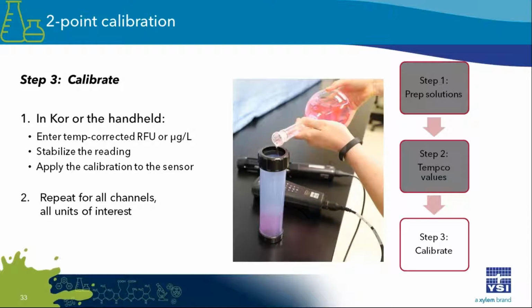And one thing that I do get asked and that I want to emphasize is calibrating RFUs on chlorophyll does not calibrate ppb on chlorophyll. You have to go through that process for all channels and all units on all channels that you intend to use. If you're not going to use ppb, you don't need to worry about it. If you're only going to use RFU, calibrate that on each channel and you're off to the races.